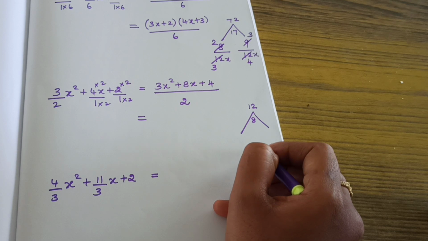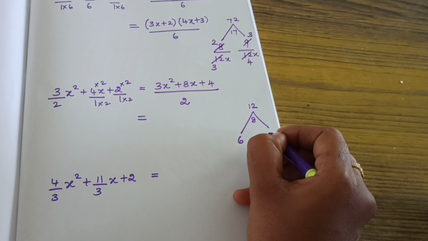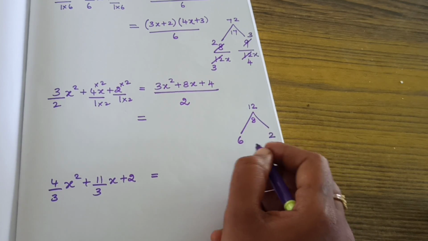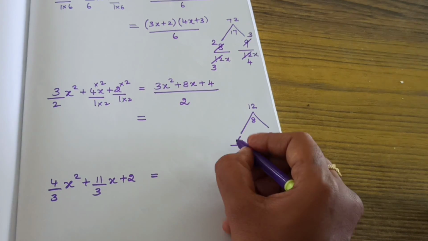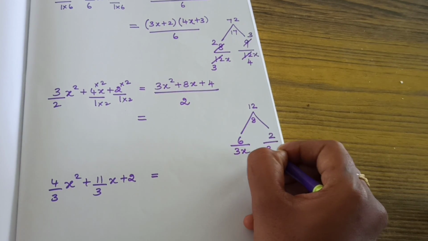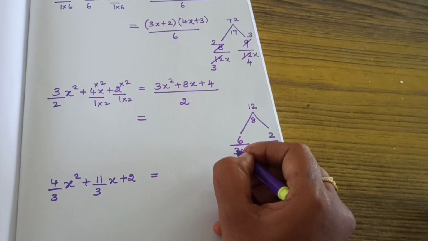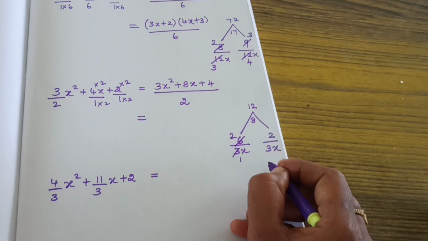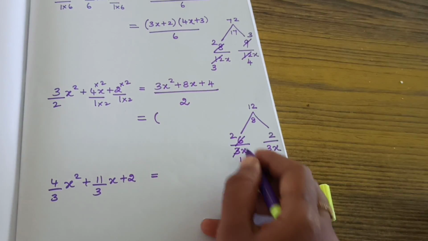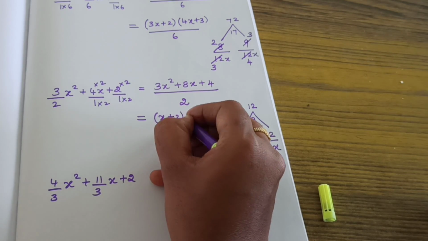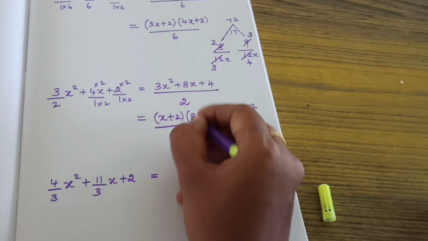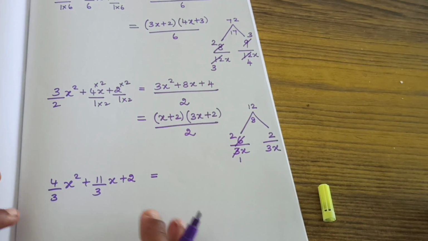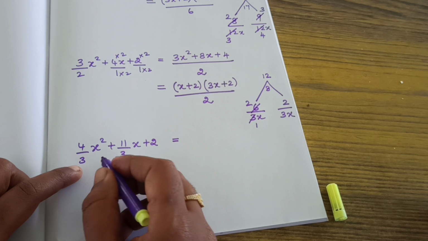Can you guess the numbers? 4 3s are, no, 6 2s are. It will come correctly. 6 2s are 12. 6 plus 2, 8. Divided by which variable? 3x. So 3x by 3x. Shall we cancel this? So 1 3 is 3, 2 3s are 6. So while writing this, (x + 2)(3x + 2) divided by this 2. Easy problem, no? So here the same thing.